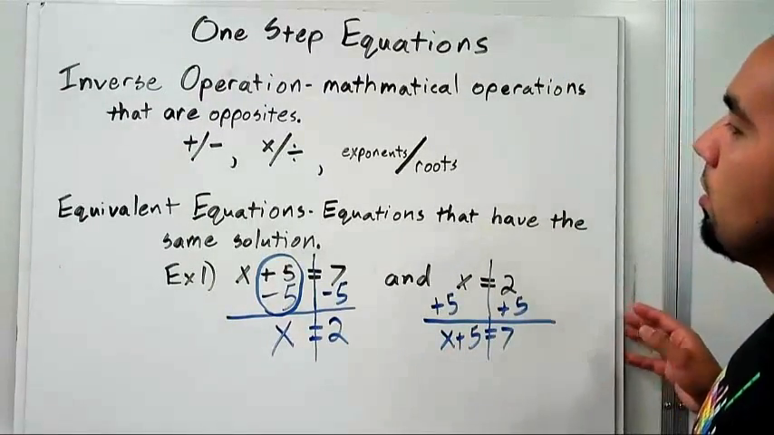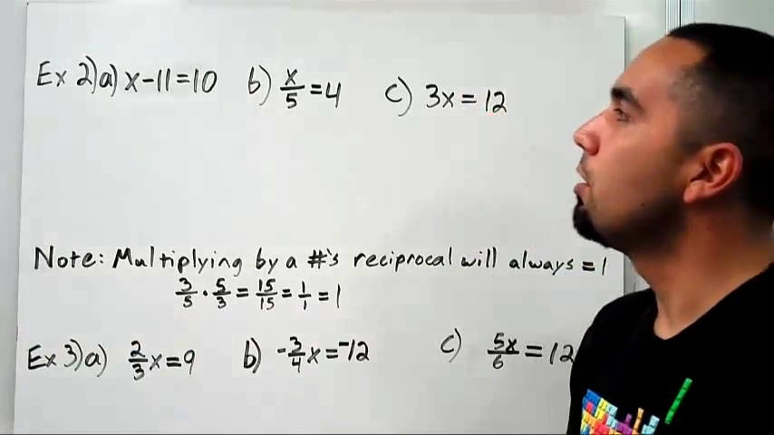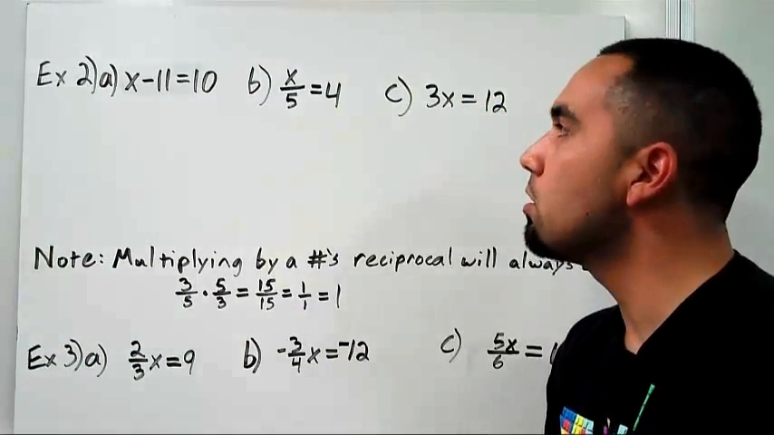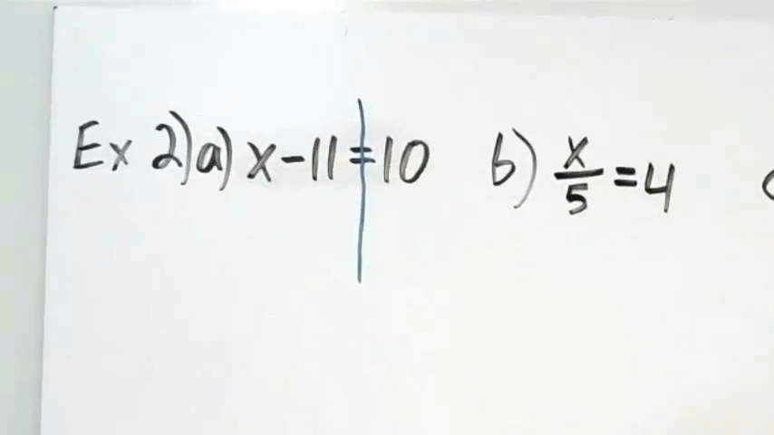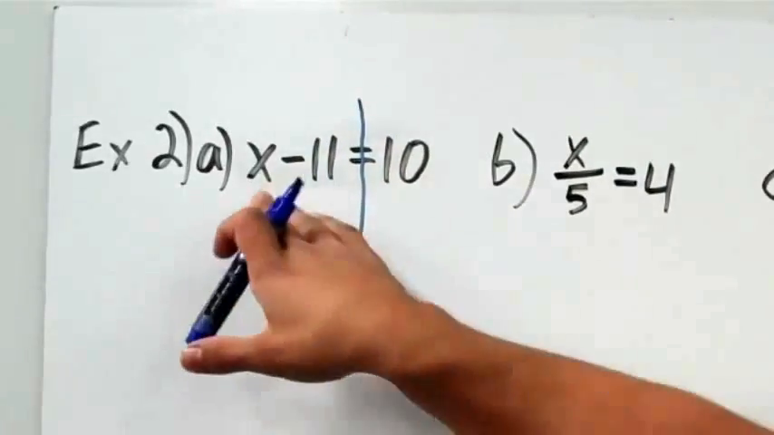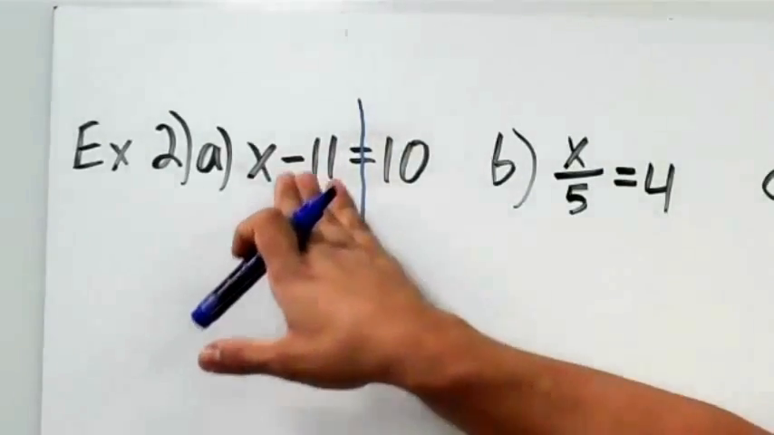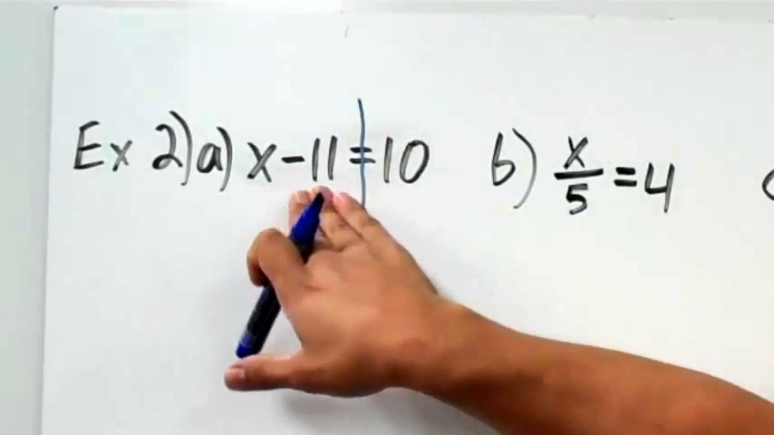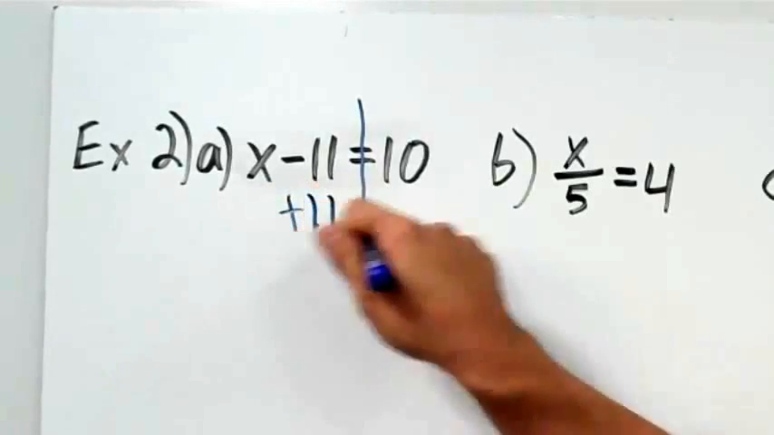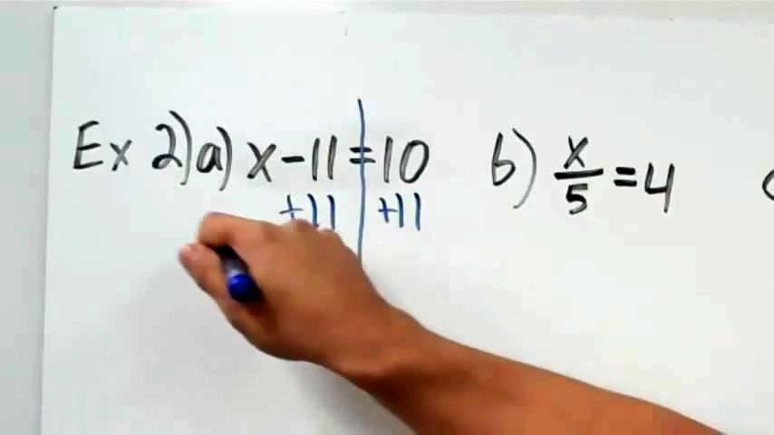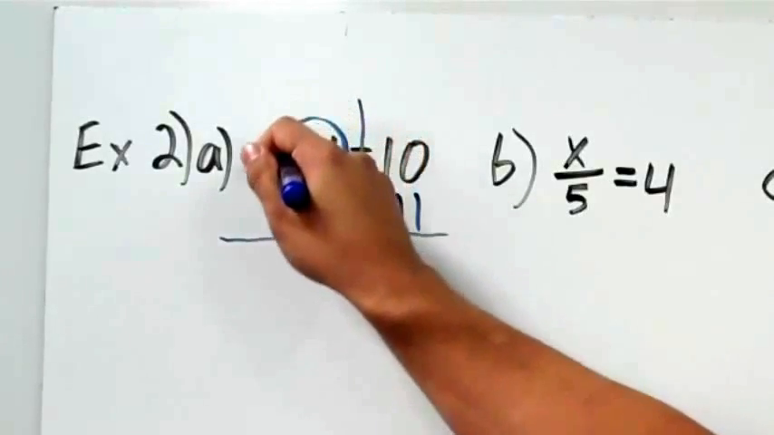Okay? So let's take a look at what examples we have here. We have simple one-step equations, nothing too hard, but we do want to make sure we're doing our work correctly. So x minus 11 equals 10. Well, that means what's being done to x? We are subtracting 11. So I'm going to do the opposite. I'm going to add 11. Okay. Again, this is a big 0.